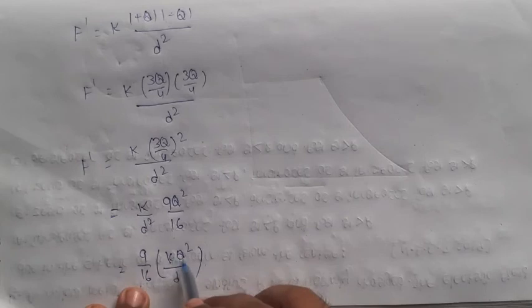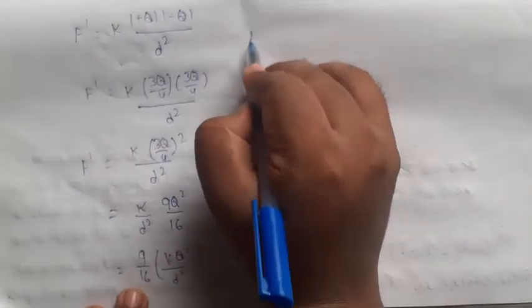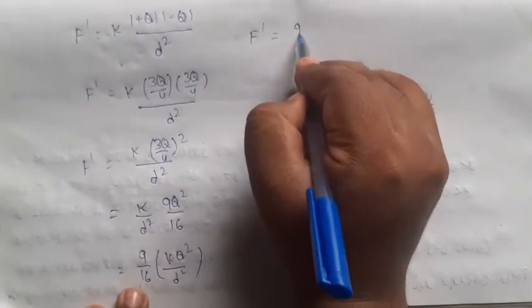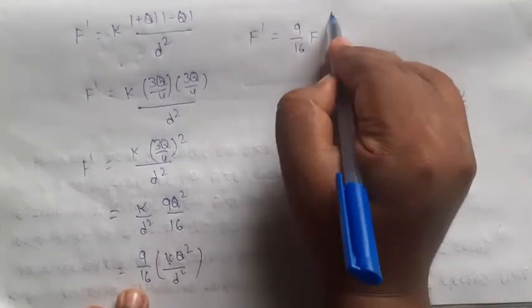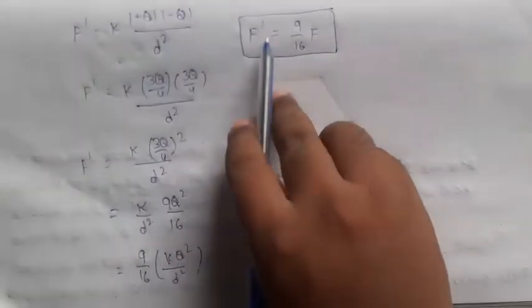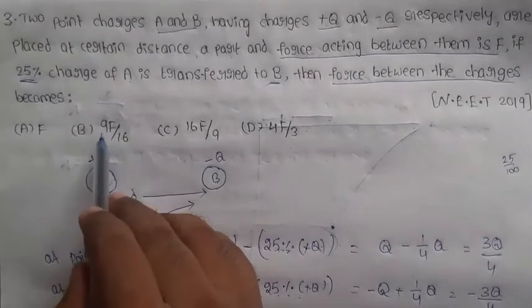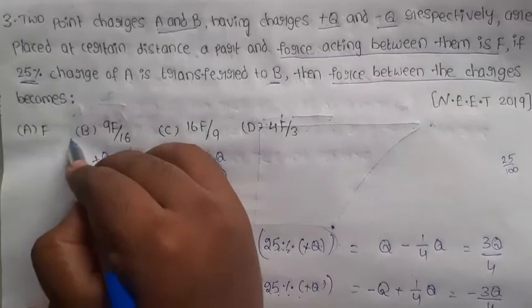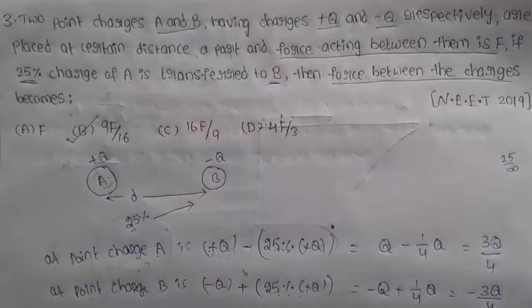Now K Q square by D square is the original force F. So F dash equals 9 by 16 into F. That is the new existing force. F dash equals 9 by 16 F. Now see the options. 9F by 16, option B is the correct answer.